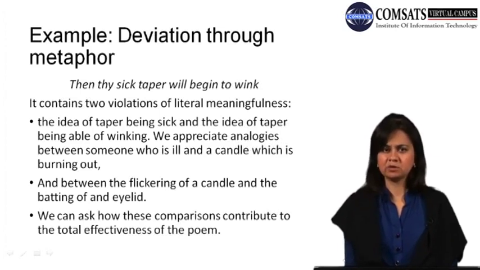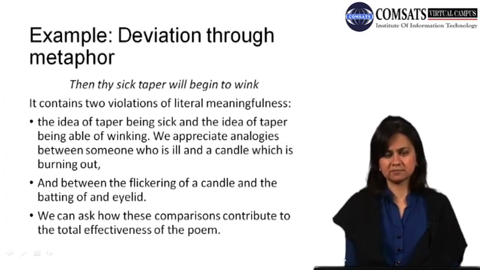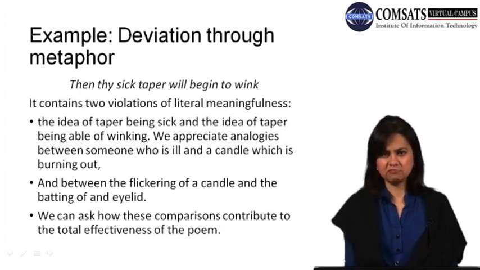So when we point out this expression in the poem as deviant, we try to figure out why the writer has given the candle the quality or the attribute of a human. He says that the candle is sick. It means that the eyes are referred to as a candle that is sick, that is dying, that is going to be closed or finished very soon. The idea of the taper being sick and the idea of the taper being able to wink. This is where the violation lies. This is where the deviation lies.